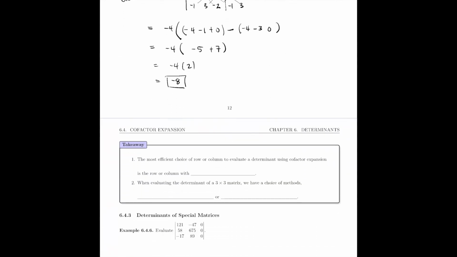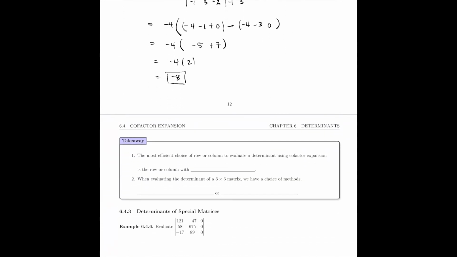Now, we noticed a little something, which we're going to write down in our takeaway, and that is that even though the value is going to be the same, that doesn't mean that all choices are equal, right? You will get the same value no matter what row or column you choose, but the most efficient choice, if you are doing it by hand, is to do the row or column with the most zeros so that you save yourself a little bit of computation, a little bit of work.